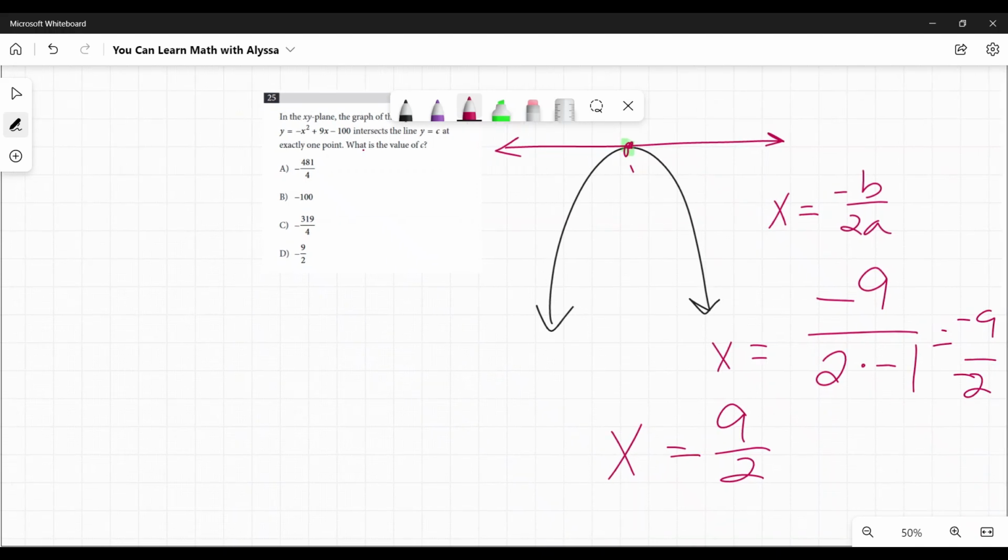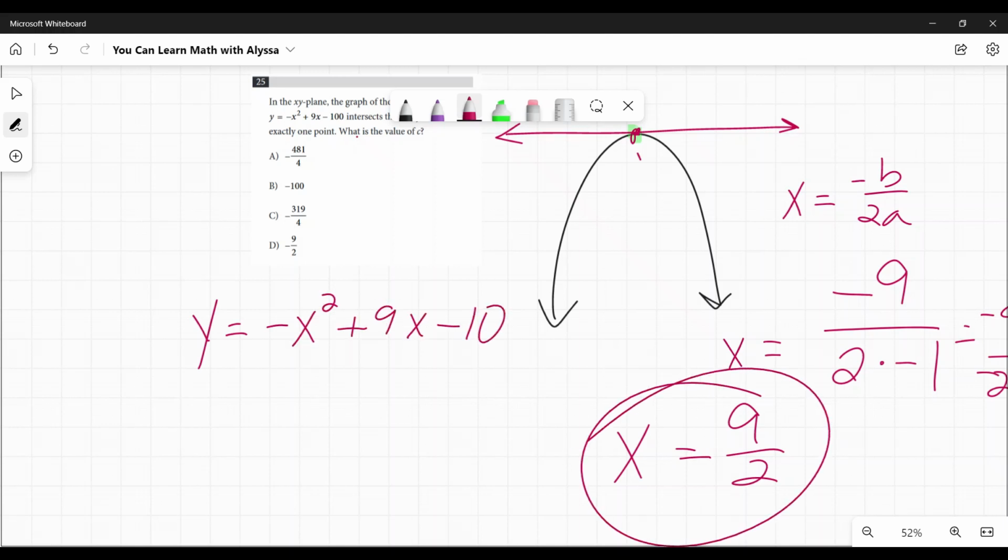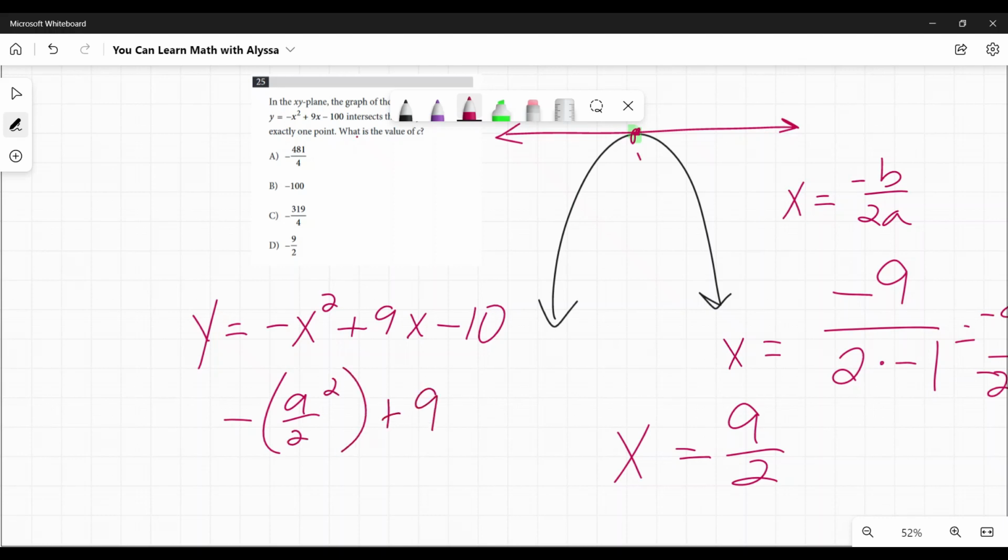All right, now here comes some less than fun math, but the SAT is what we signed up for. So if x equals 9 halves, what's y at that point? We need to take this equation, y equals negative x squared plus 9x minus 100, and we need to put 9 halves in for x. So we have first negative 9 halves squared plus 9 times 9 halves, minus 100. I wrote 10 there, sorry.